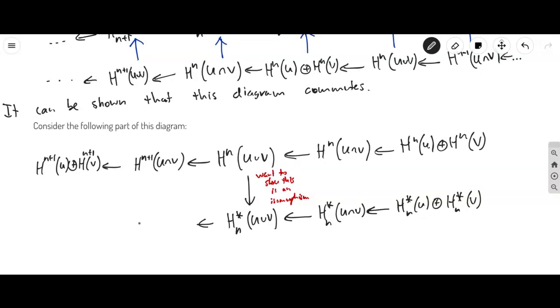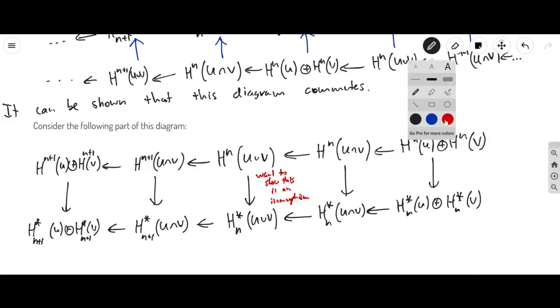Then what do we have here? We have H_(n+1)^*(U ∩ V), H_(n+1)^*(U) ⊕ H_(n+1)^*(V). Looks like I'm already confusing my stars with these. So this should be H^(n+1) star. So we have this. I'm sure I probably messed something up, but it's the idea here that matters. And these are all our de Rham maps.